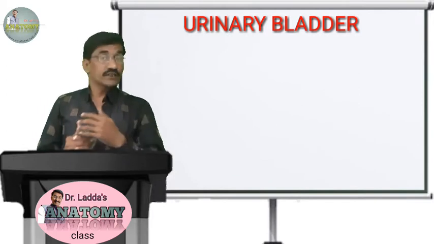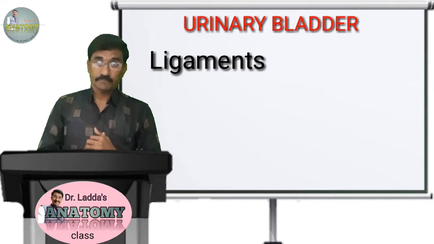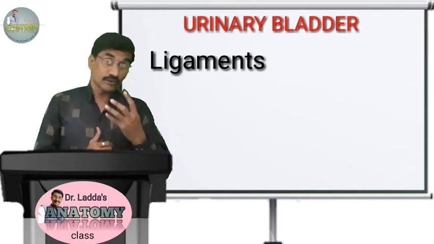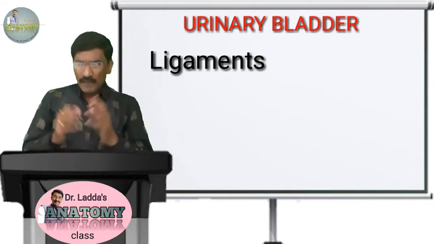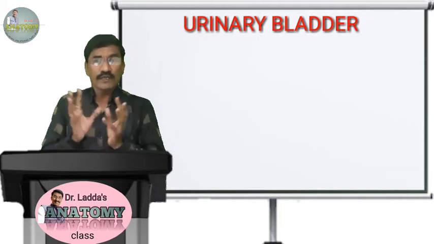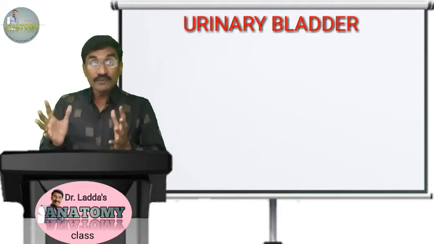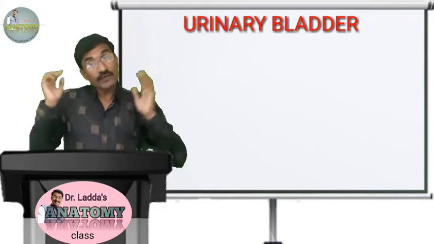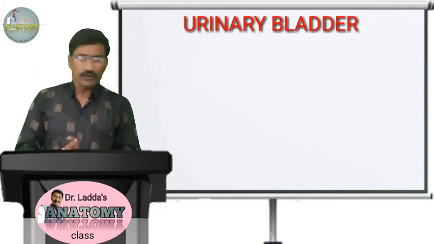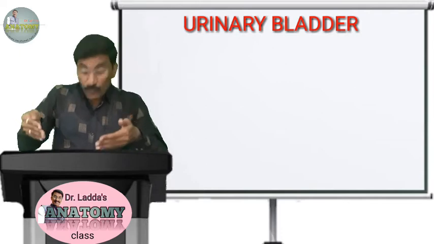Now your next heading should be the ligaments of the bladder. The bladder has both types of ligaments, true and false. What are the true? True means those ligaments which are actually supporting the bladder, and false, they are not playing any role in supporting the bladder.